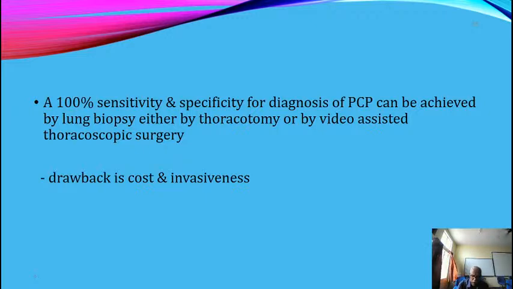Now it's very simple to diagnose. Most of the time we go by clinical diagnosis: tachypnea, tachycardia, breathlessness, fever, high-grade fever with night sweats. Then you can suspect an HIV patient with CD4 count around 200. Blindly you can diagnose PCP and confirm with chest X-ray or HRCT.